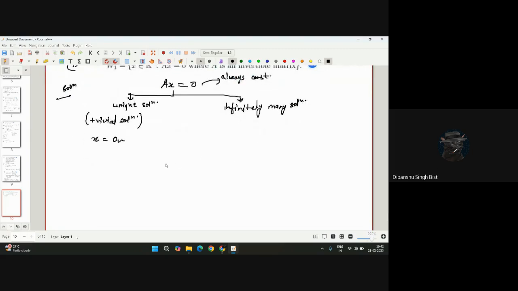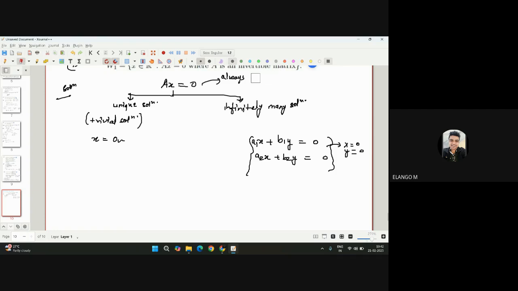Because in any case, you have any pair of linear equations, say a1x plus b1y equal to 0 and a2x plus b2y equal to 0. If you want to satisfy this, you always have one solution which will always be true: put x equal to 0, y equal to 0. This solution will always satisfy both the equations. So a homogeneous system is always consistent.